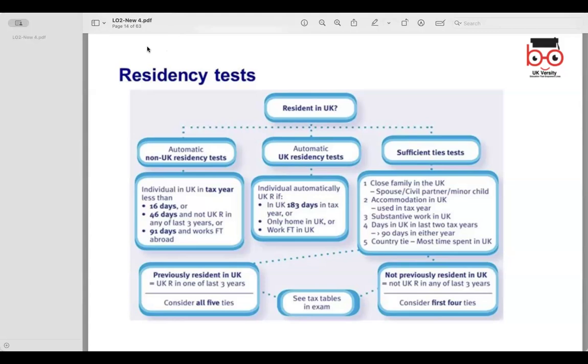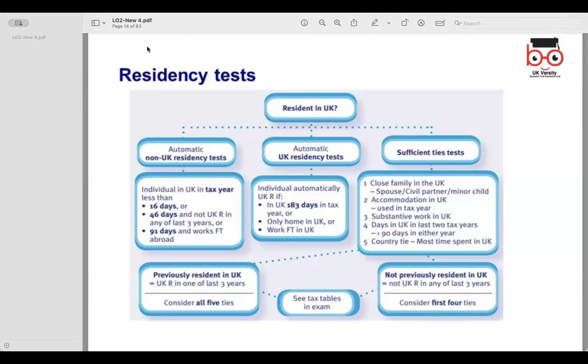Automatic non-UK residency tests. If an individual spends less than 16 days in the UK during the tax year, or they spend 46 days or less in the UK and have not been a UK resident for any of the past 3 years, or if they spend 91 days or less in the UK and work full time abroad, then they are not considered residents of the UK for tax purposes. Previously resident in the UK: if an individual was a UK resident in any of the last 3 years, they need to consider all 5 tests to determine their residency status.